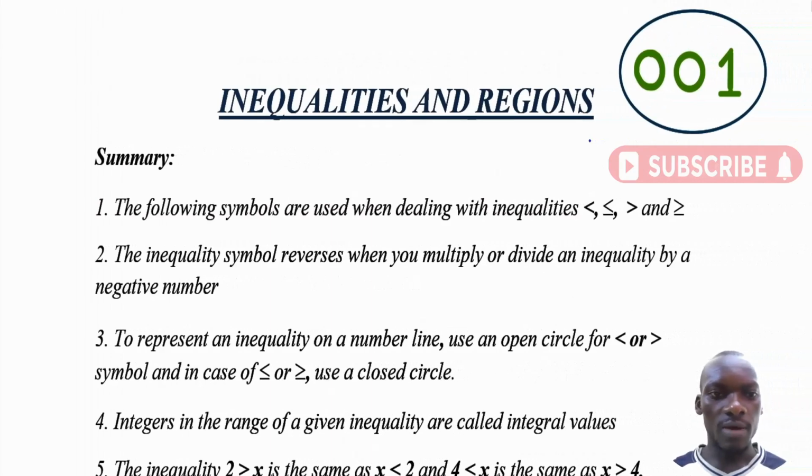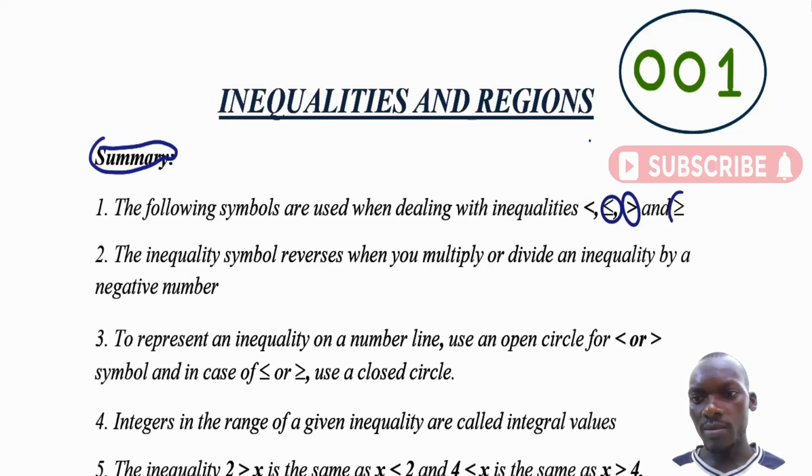In here we have our summary, and there are 5 of them. Number 1, the following symbols are used when dealing with inequalities. So we have the first symbol, which is read as less than. Then the next one is the less than or equal symbol. Then this is the greater than symbol. Then lastly is the greater than or equal symbol.